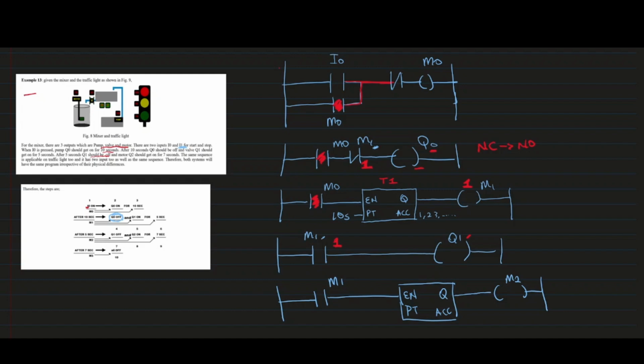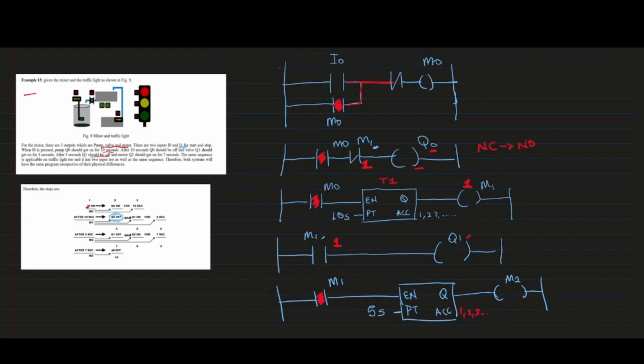So now when M1 is energized, we need a preset value of 5 seconds, because we want Q1 to be on for about 5 seconds. When M1 becomes energized here, the timer is going to start counting 1, 2, 3, all the way to 5. You understand that part? When it reaches 5, it's going to energize M2.